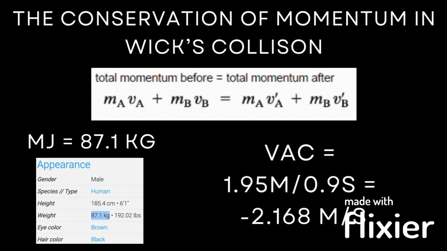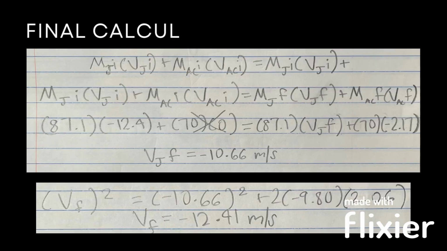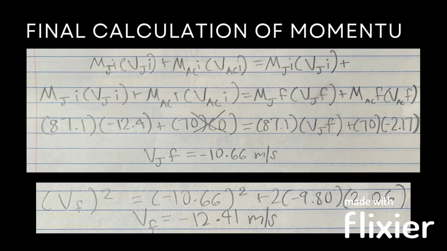And by finding the velocity of the AC unit, which is negative 2.168, and the mass of John Wick to be 87.1 kilograms, we can use that and plug it into the calculation below, in which we find that the final velocity of John Wick as a result of this loss of momentum is negative 10.66 meters a second. Then, after a short free fall, he goes to negative 12.41 meters a second. So, that means that after hitting the ground, he still has this velocity.